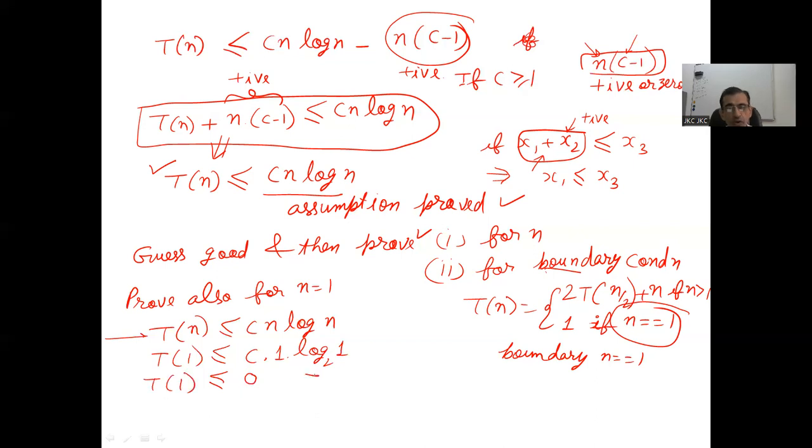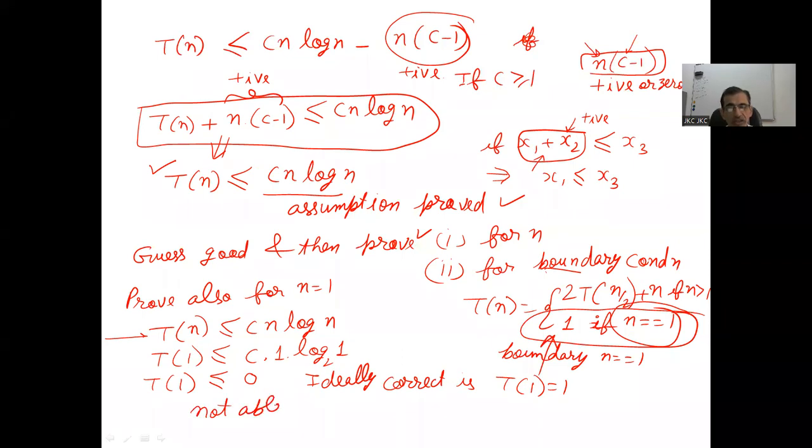But ideally, I know the correct answer: T1 is 1. I know that mathematically we have already defined that. So we are not able to prove for boundary condition. So there can be a situation that even if you have guessed correctly, proved it for n, but you are not able to prove it for 1. So what will be the solution? For such situations, the solution will be to aim to prove it for some small value of n, might not be able to prove for n equal to 1.